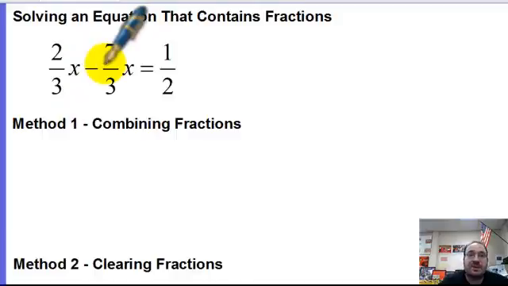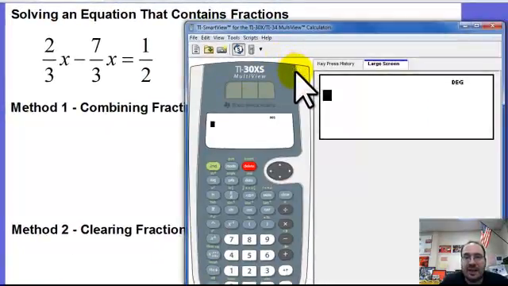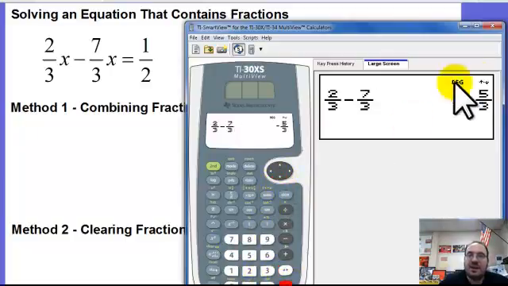And most of you, because you're experts at fractions now, can just do that by hand and you would get negative 5/3 x. Now, if you still need to use your calculator, that's okay. But what you're going to do is type in the 2/3, and then subtract 7/3, and you get negative 5/3.